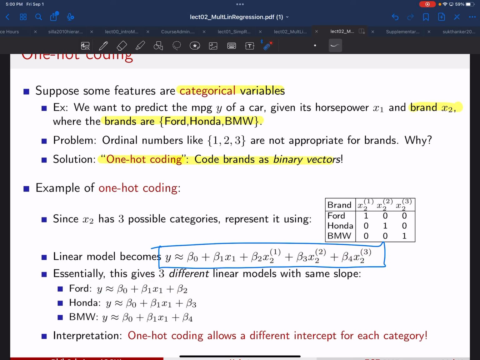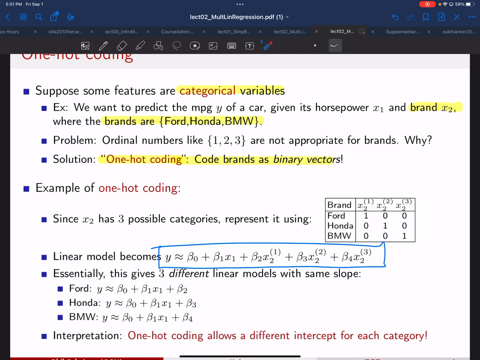Now let's think what happens to the Honda samples. In the Honda samples, these are all going to be zeros, these are always going to be ones, and these are going to be zeros. So these terms go away, and you just get a beta 3 there. That gives you this. And finally, with the BMW samples, not surprisingly, the first two go away, and you get a beta 4. So this is what happens when you do this one hot coding.